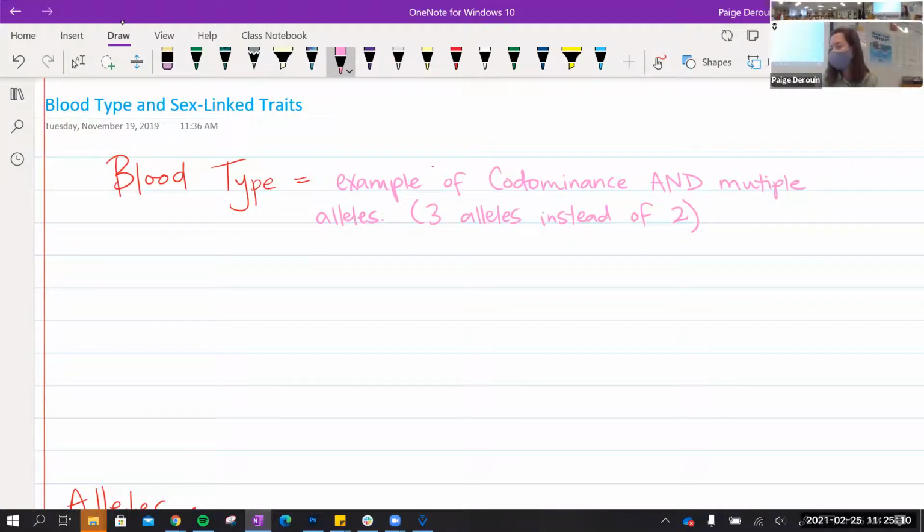Okay, and Zoom, as a reminder, when we're doing notes, if you want to turn your camera off, that's fine.